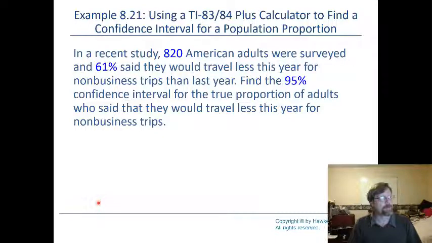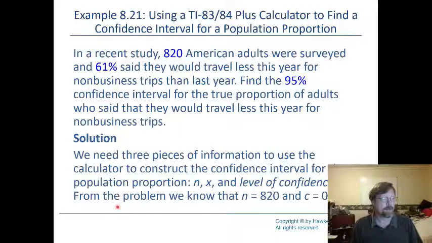In this case, we are going to have to calculate that x, the x being the number of surveyed adults who said they would travel less. Right, we need those three pieces. We need n, which is 820 American adults, x, which is whatever 61% of 820 is, and the level of confidence, which is 95%.